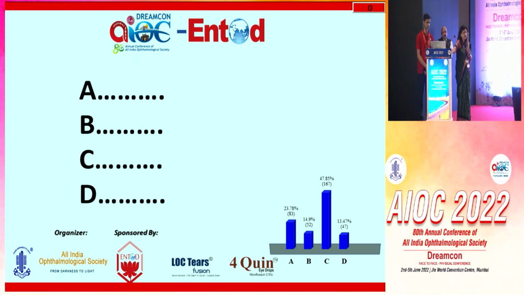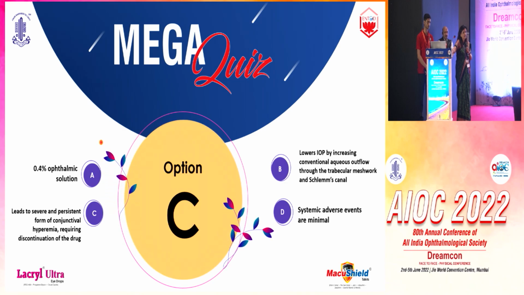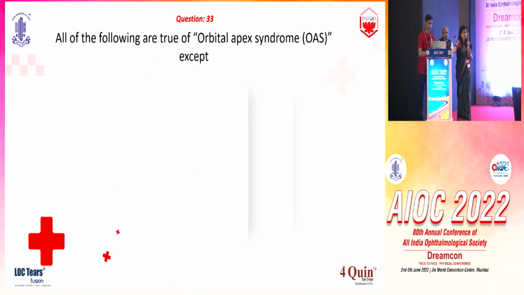47.8% have said C, and the answer is indeed C. Next slide, please. Ripasudil is a Rho kinase inhibitor, lowers the IOP by conventional aqueous outflow. Conjunctival hyperemia is the most common adverse event, but it is usually transient and mild. So can we go to the next question, please?